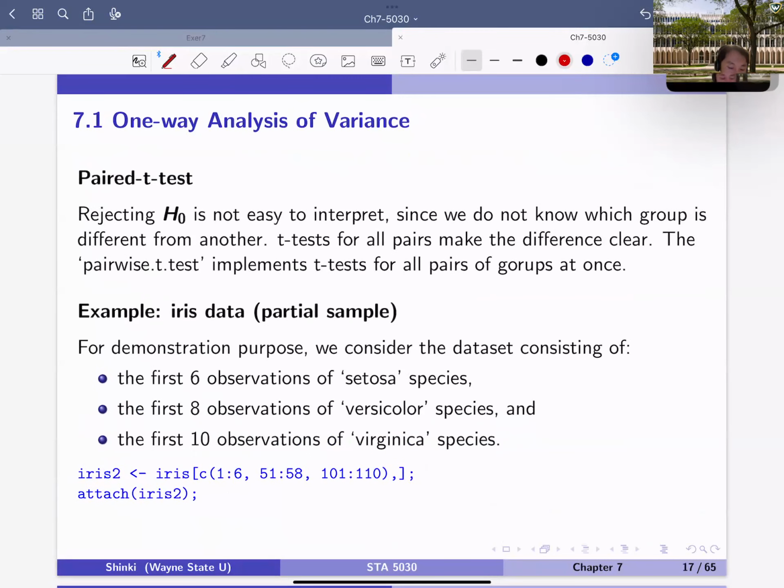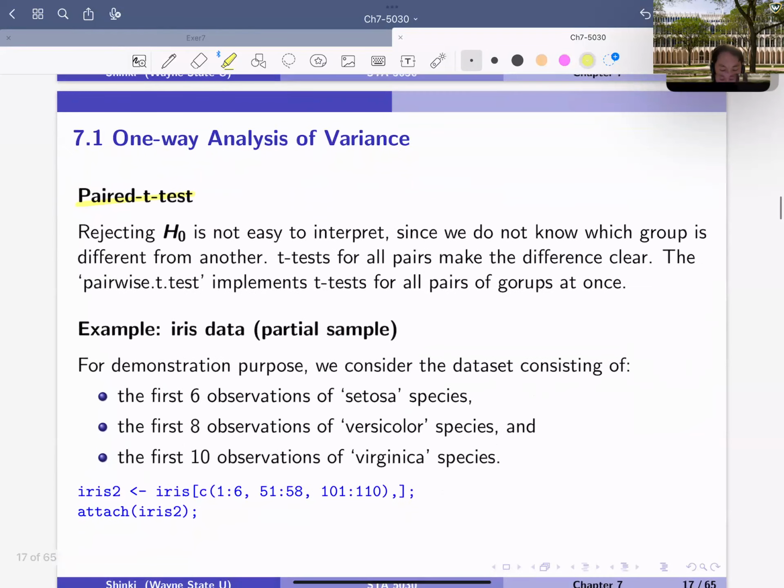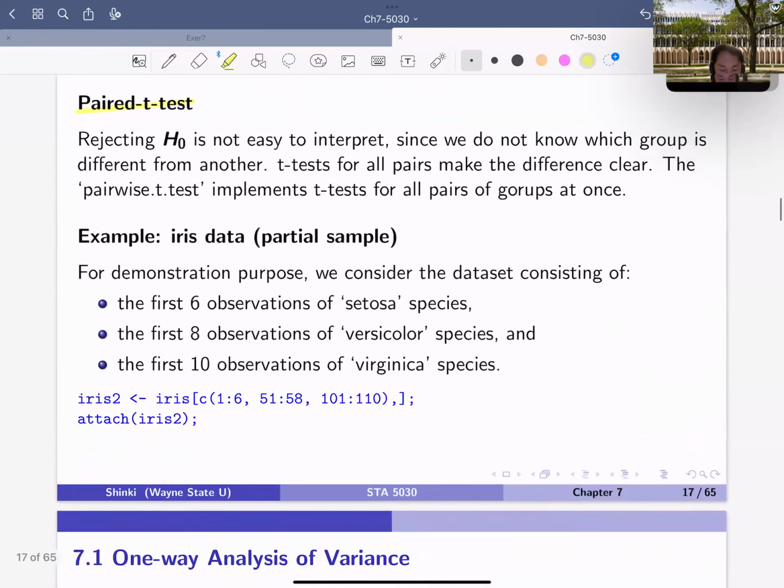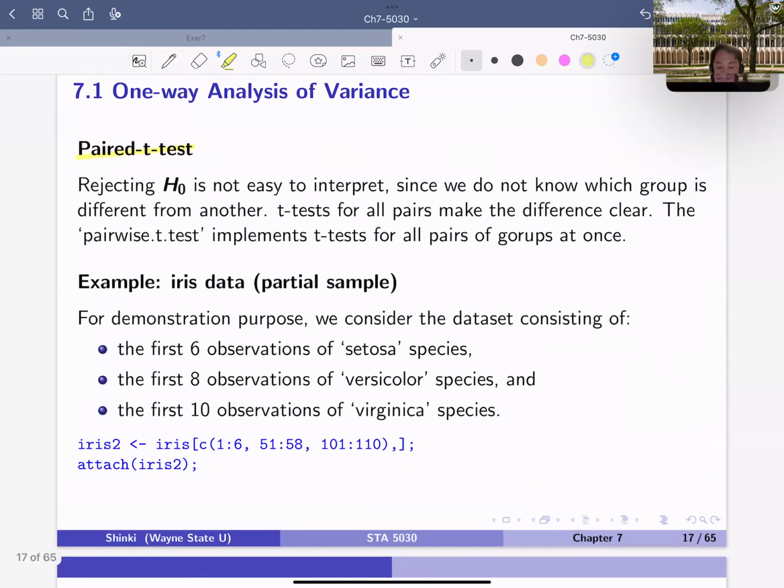The t-test has already been covered, but we have the so-called paired t-test. The idea is that the ANOVA result is so vague. The ANOVA test is good to see if any group has any difference, but the t-test is more specific, so sometimes it gives a clearer conclusion.